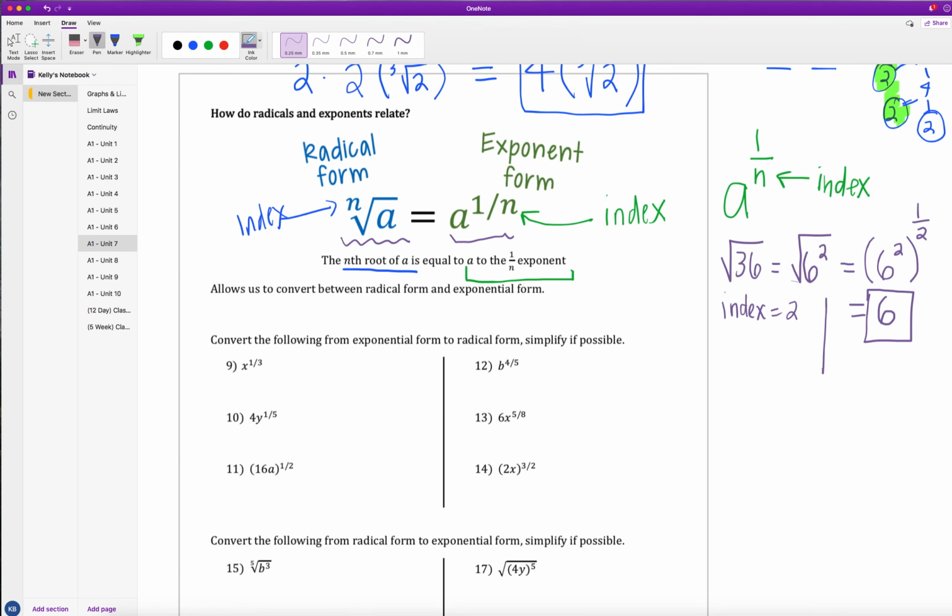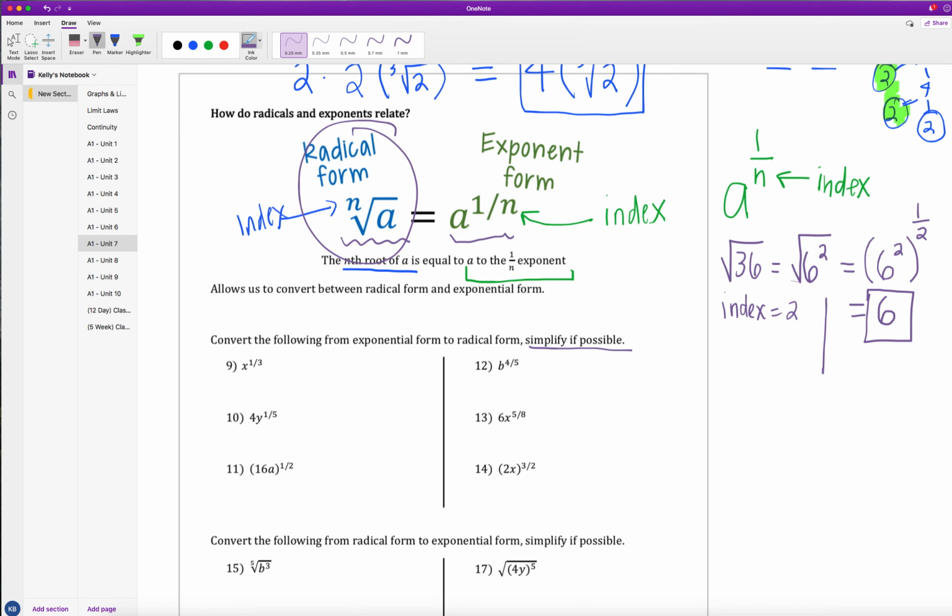They say, convert the following from exponential form to radical form. So I'm starting with something that has an exponent, and I want my final answer to be this radical form. So I want to end up with either a square root, cube root, fourth root, fifth root, etc. Some type of radical in it. And if possible, we're going to simplify. Well, you'll see on all of these we have variables. So we're not going to be able to simplify the variables, we'll just be rewriting them. But if we have any coefficients, we're going to see if we can simplify them anymore. So let's look at example 9.